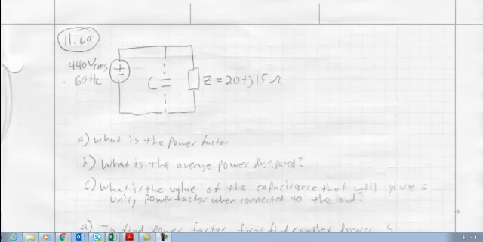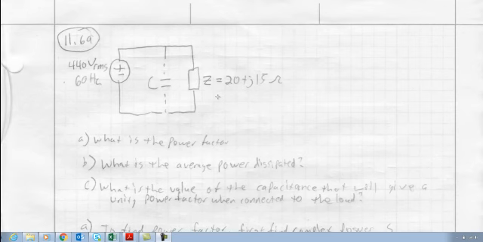In problem 11.69, you're given a voltage source equivalent to 440 volts RMS, cycling at a frequency of 60 Hertz. It also has a load, Z, of 20 + j15 ohms. And you're asked three things for this particular problem.